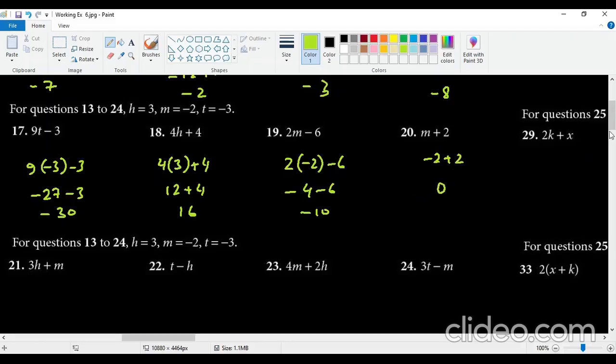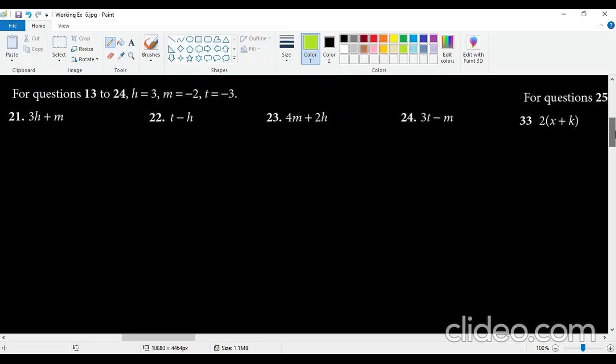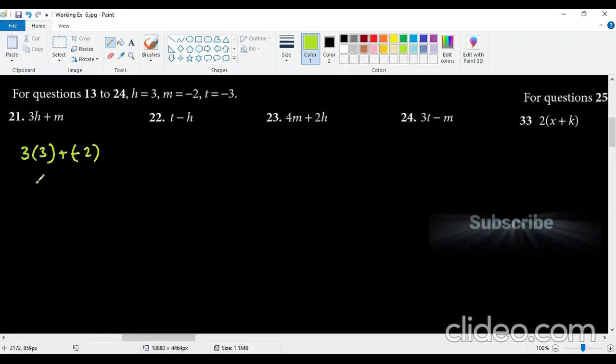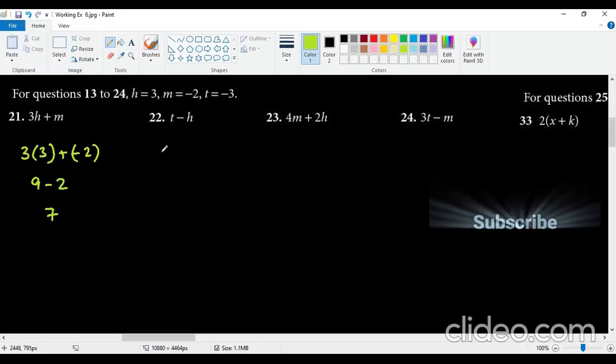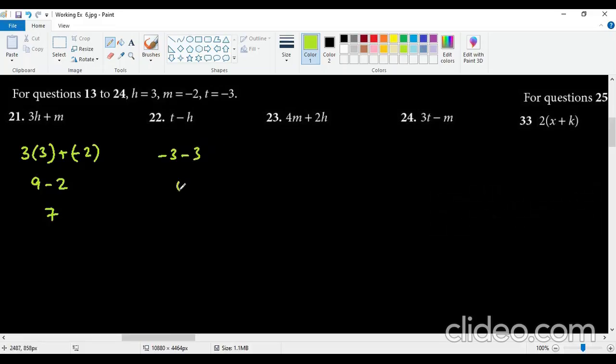When it comes to question number 21, it says 3 times h. That means 3 times 3 plus m, which is negative 2. So this gives you 9 minus 2. It's going to give you 21 as 7. Now t is negative 3, and h value is 3. So 22 is going to give you the answer as negative 6.